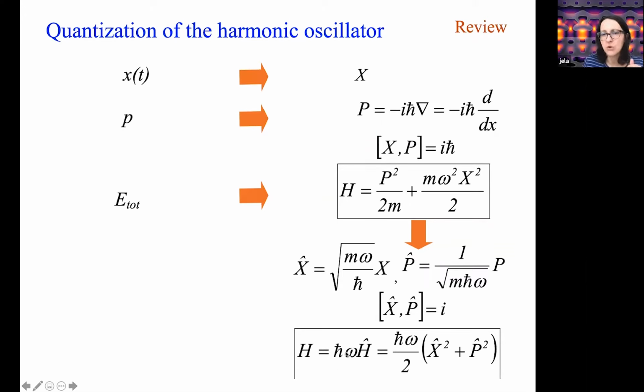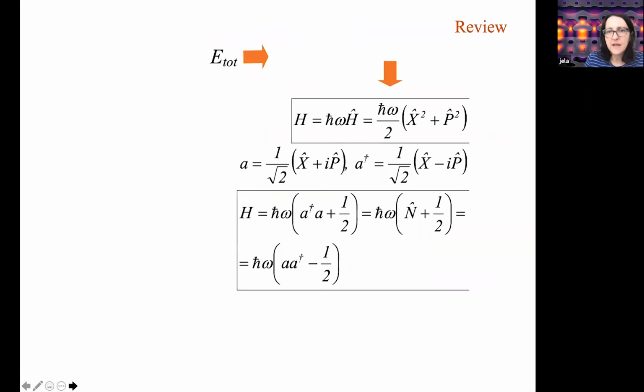And then you can write the whole Hamiltonian as h bar omega times the normalized Hamiltonian, which would be x hat squared plus p hat squared. And these normalized position and momentum operators also do not commute. The commutator is i. And then once we have these normalized operators, we can introduce new operators, a and a dagger, which are superpositions of x hat and i p hat. Here they are. And once you have those, it's easy to show that x hat squared plus p hat squared can be simply expressed as a dagger a plus 1/2. Actually 2 a dagger a plus 1.